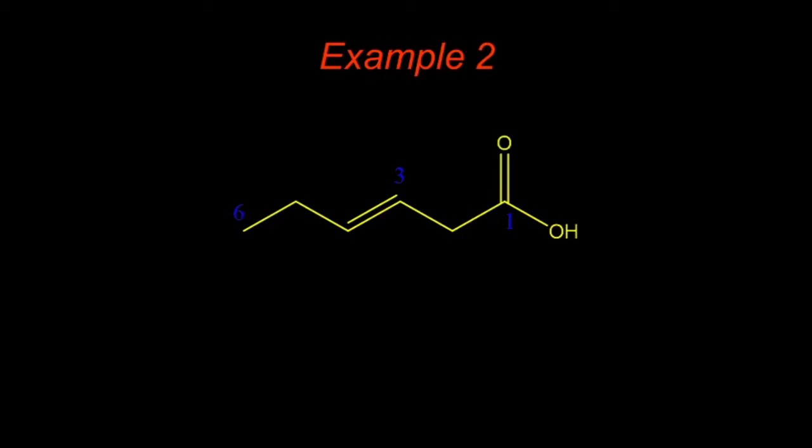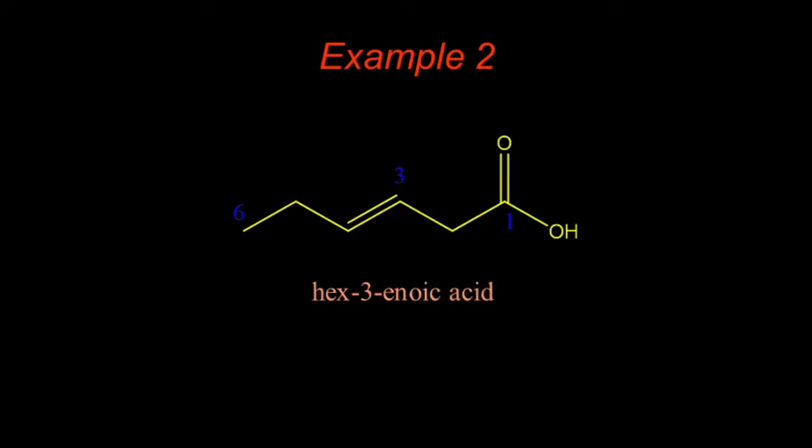Second example, unsaturated carboxylic acid. Again, we have to name the main chain, as there are 1, 2, 3, 4, 5, 6 carbon atoms in the main chain. We will use hex. This compound has a pi bond, which is located between the third and fourth carbon atom. It is a double bond, it is an ene bond, so we will use 3 and the suffix ene.